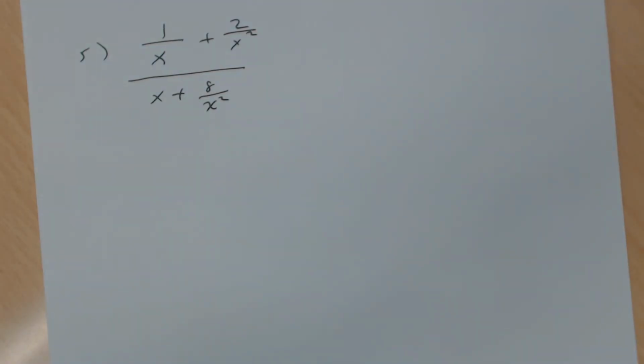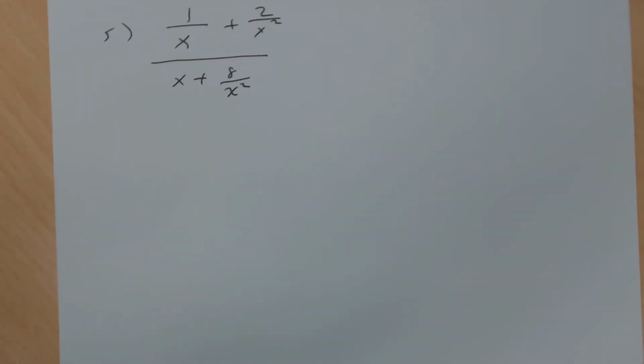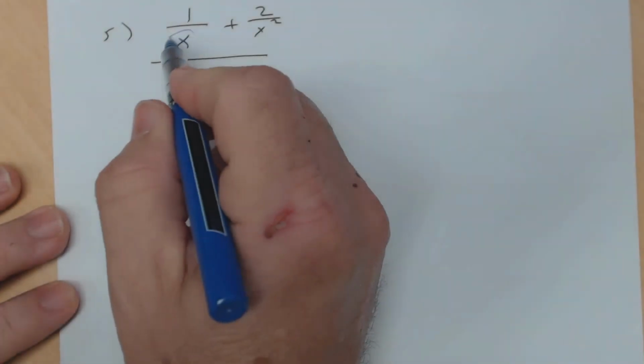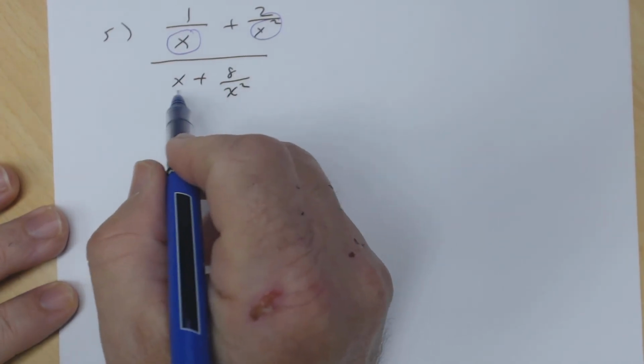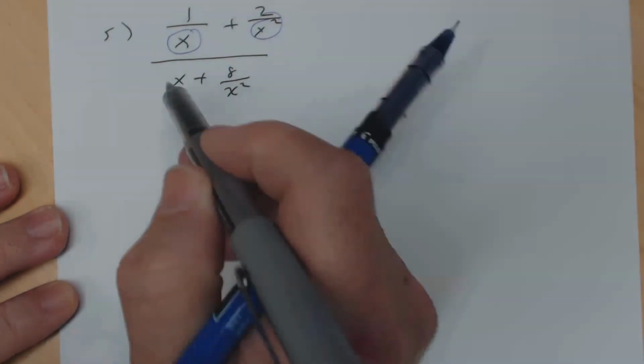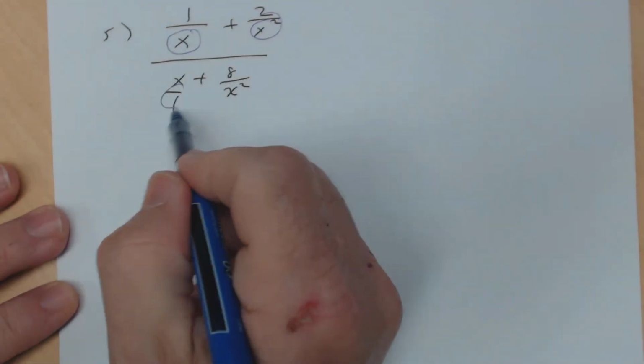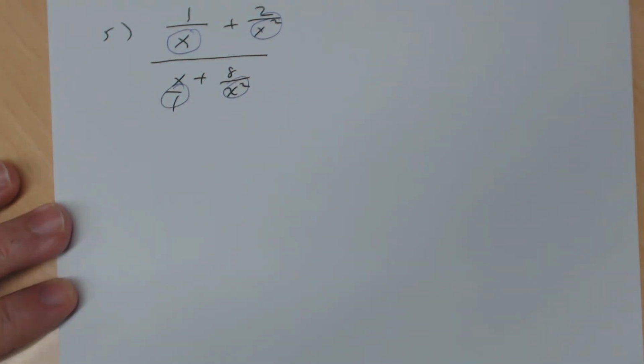Alright. Okay, so the LCD, I'm going to circle the denominators. So x squared, that's a 1 right here. So if you need to put the 1, put the 1. And that's an x squared. So the LCD is x squared.